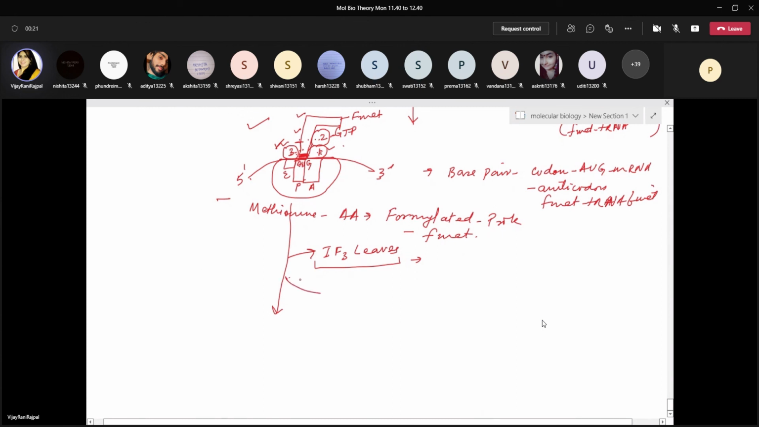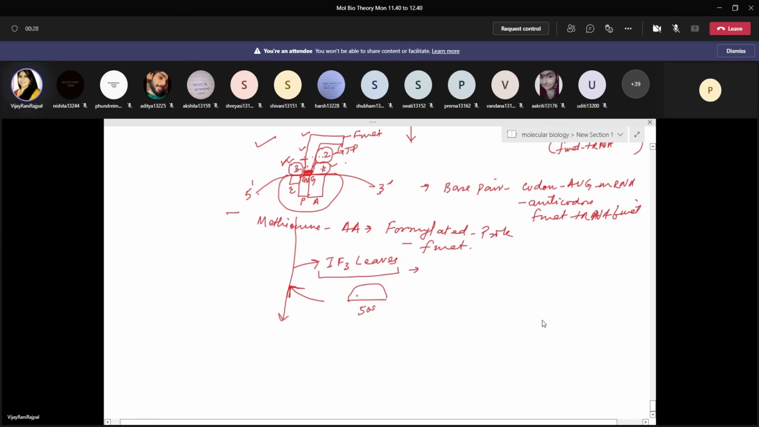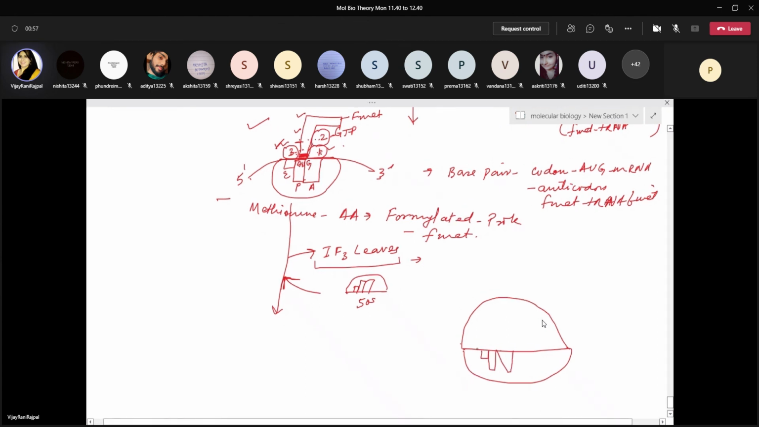The leaving of IF3 allows... Do you see the arrows? This is coming in the reaction. 50S joins, 50S with E, P and A. This joins now, right? And with the joining and binding of 50S, the initiator complex is completed. So this is 50S. Here is 30S, and then you have E, P, and A.